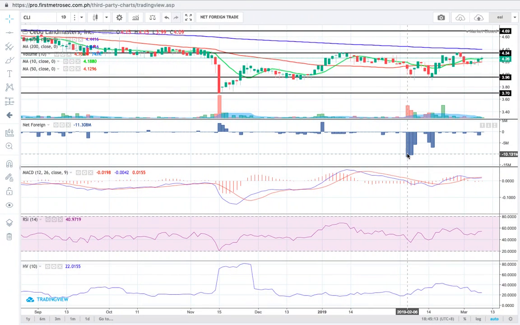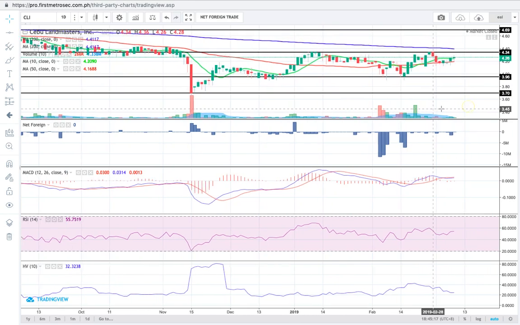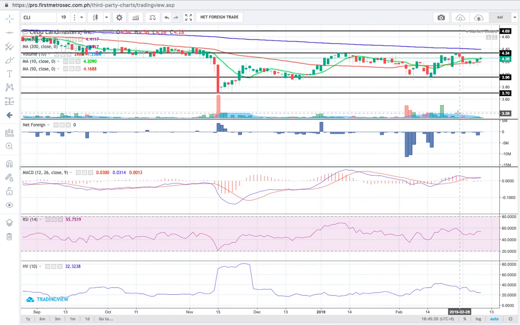Now let's talk about my overall sentiment for CLI. My overall sentiment for CLI is actually neutral. I am neutral on CLI. Based on the data that I'm seeing right now, it's more likely that it will just move sideways next week unless significant volume will start to sprout on the volume histogram. Okay, so there you go for my overall sentiment on CLI.